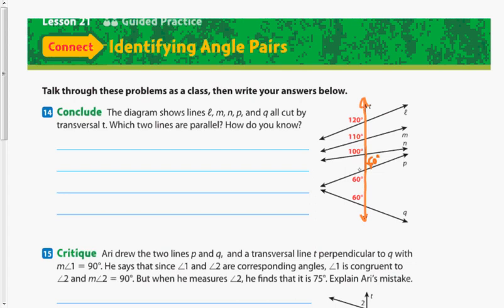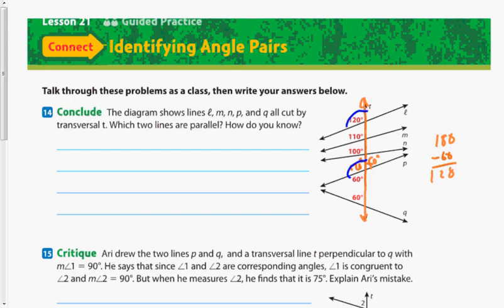well, that would actually be 120 right here then. How did I figure that out? Well, I know that a line is 180. So 180 minus 60 is 120 degrees right there. So then I know a 120-degree angle and a 120-degree angle, they're in corresponding positions.